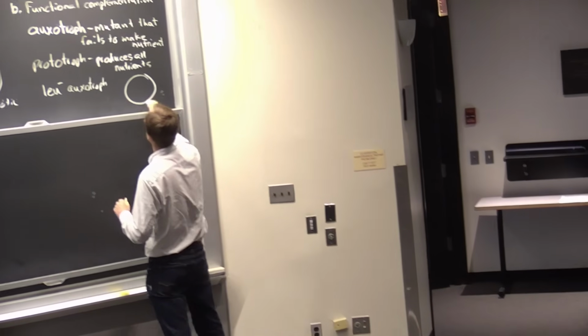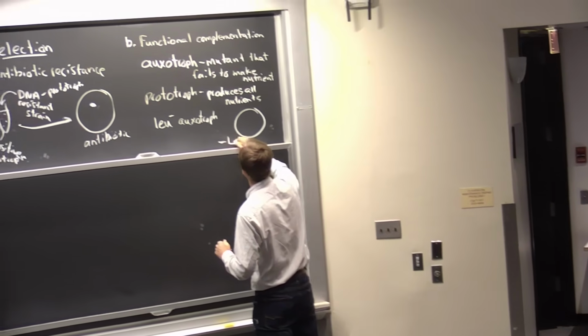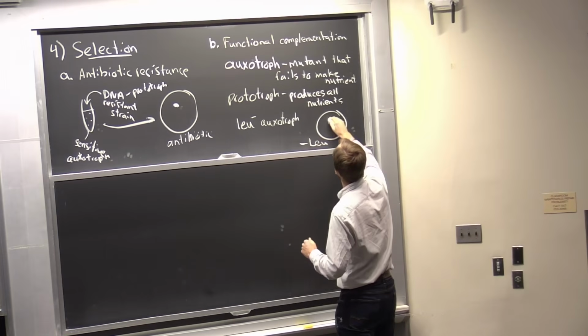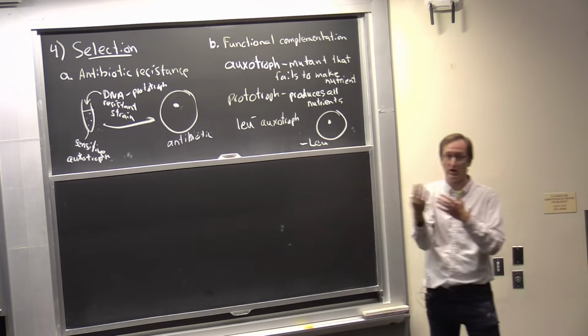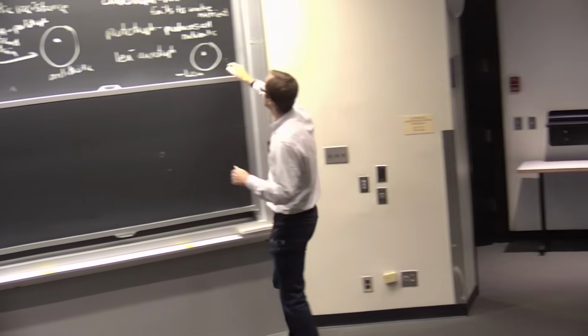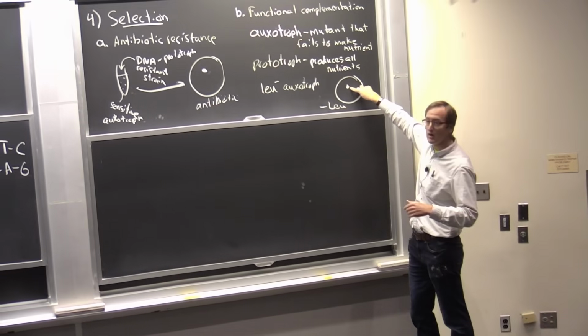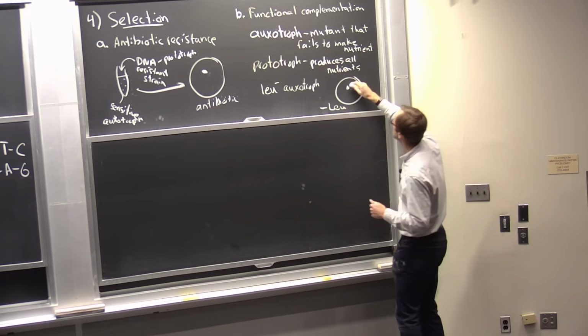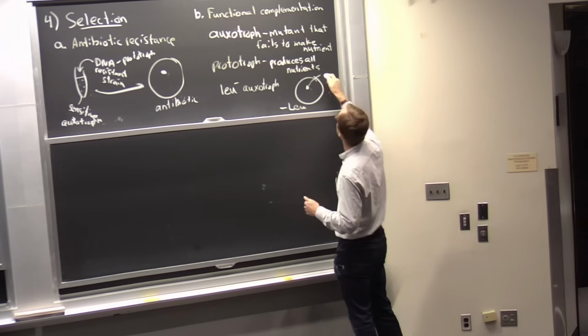So you'd look on plates that lack leucine, or minus for leucine, and you'd select for colonies that now are all of a sudden able to grow without leucine, okay? So you've restored the function of leucine biosynthesis in this clone, and you've made it into a prototroph again.